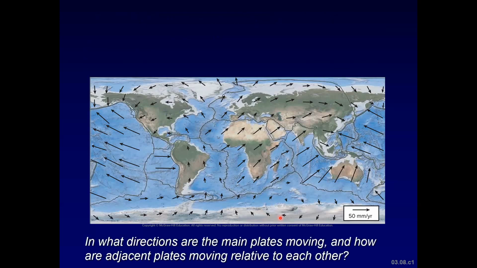So in what areas are the main plates moving and how are adjacent plates moving relative to each other? We got movement over here. At the same time, this one's moving away from it. At the same time, this is moving toward the Pacific plate. This is moving away. We've got divergence here. They're not typically at 90-degree angles to one another.